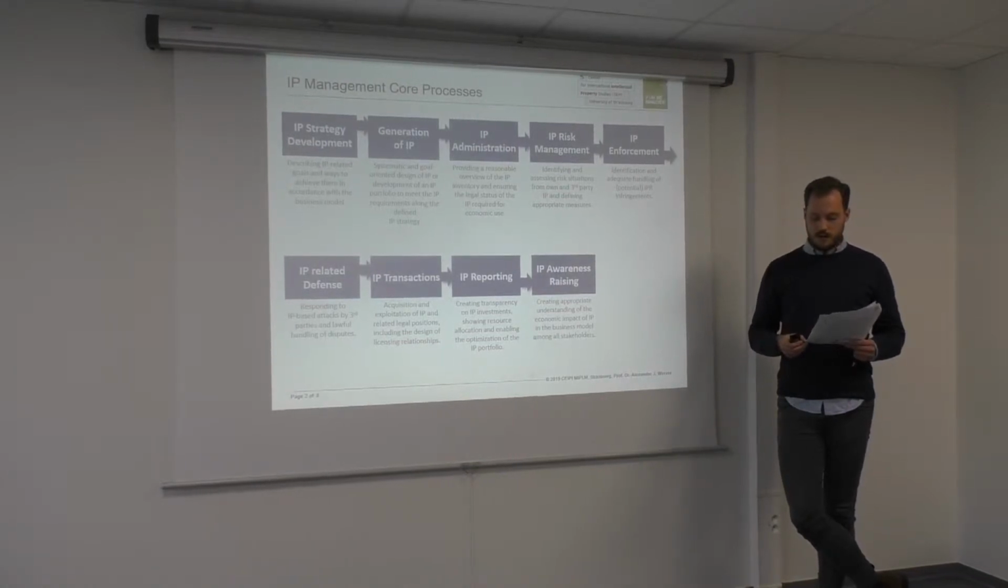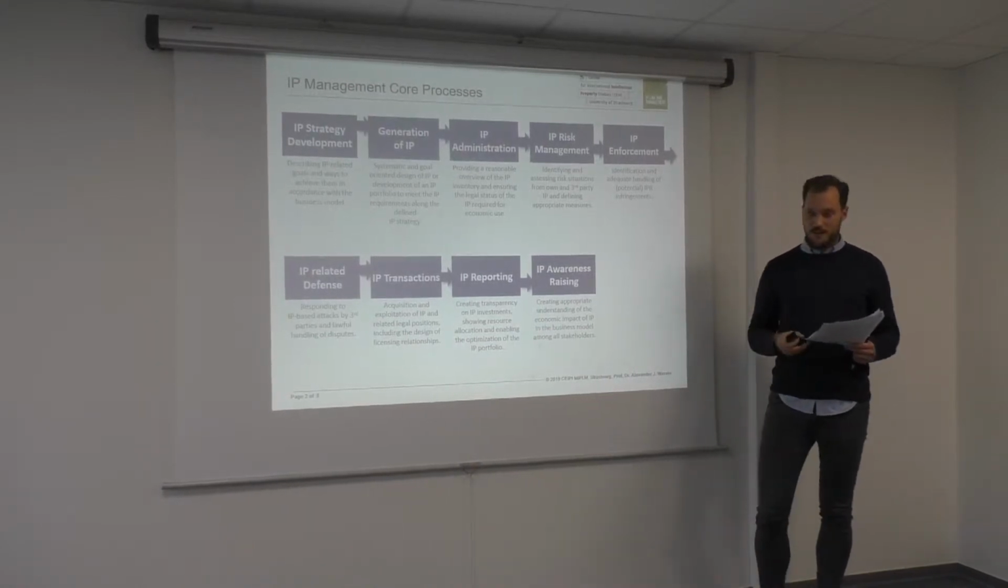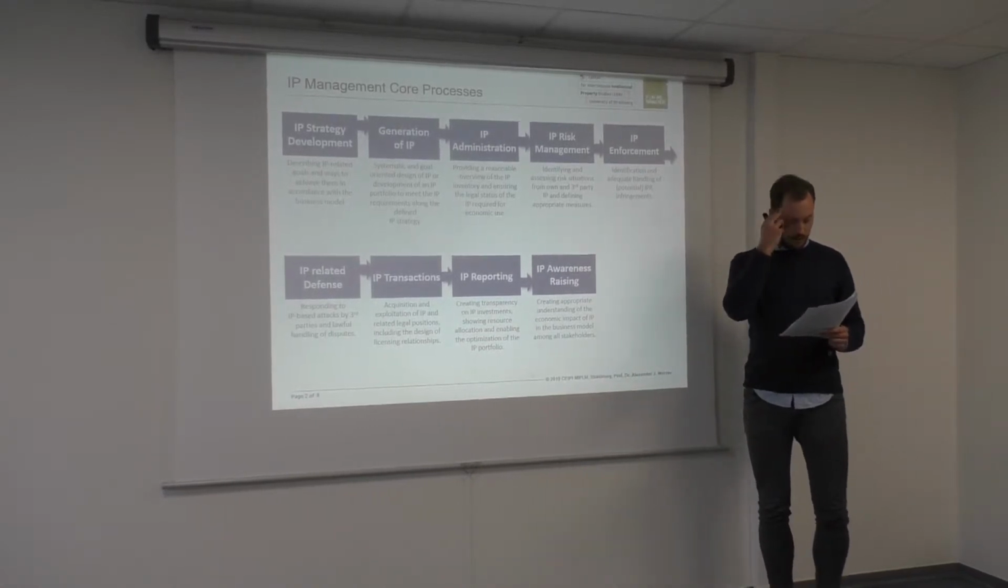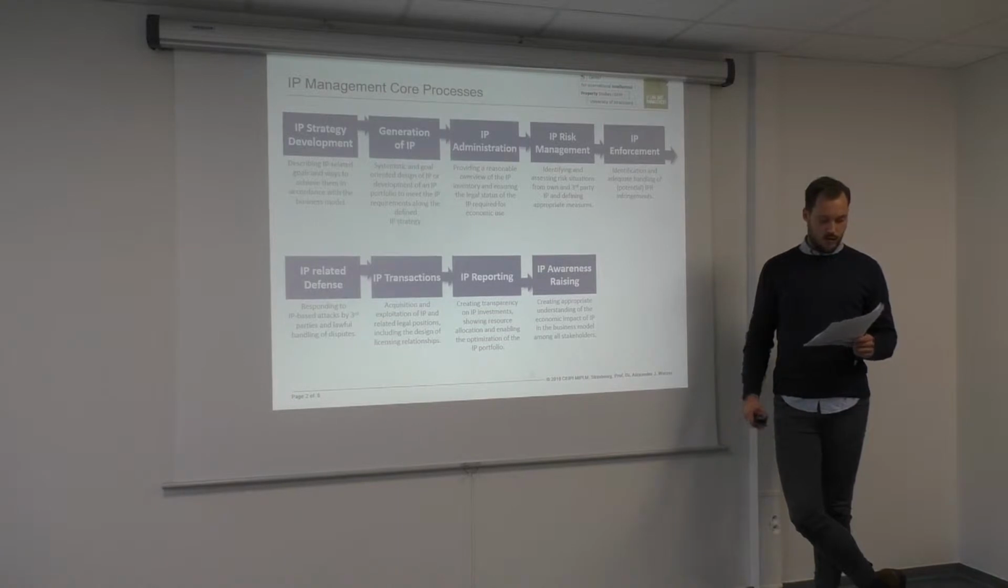The next process is IP enforcement. Of course, if we have IP, we should make sure that our business model will not be infringed. So we need to be sure that we have our exclusivity in this case. And of course, if you can sue someone out of your IP, it's also possible that some third party will sue you out of their IP. So we need an IP-related defense in the next core process. This process should respond to IP-based attacks by third parties and ensure lawful handling of disputes.